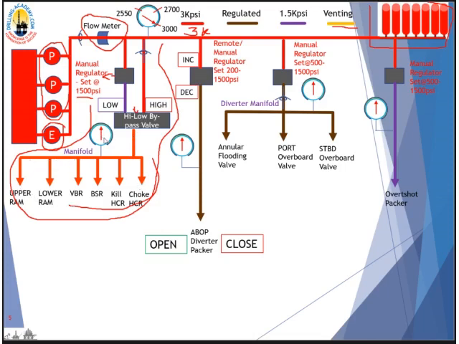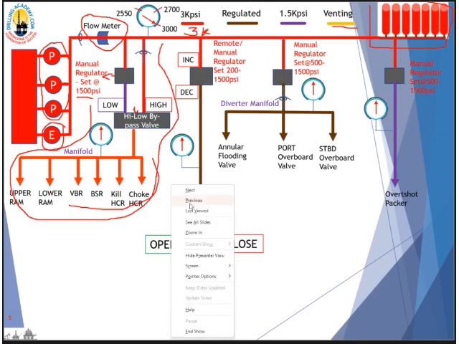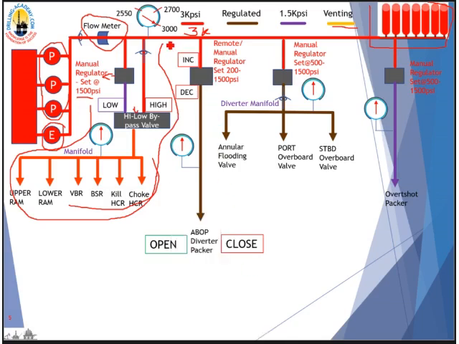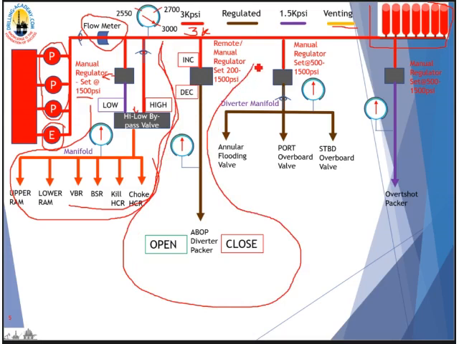And there is one common pressure gauge for the manifold. Okay. The second branch is the annular BOP and diverter. All right, this line here, this branch here. This branch has one remote air operated regulator.